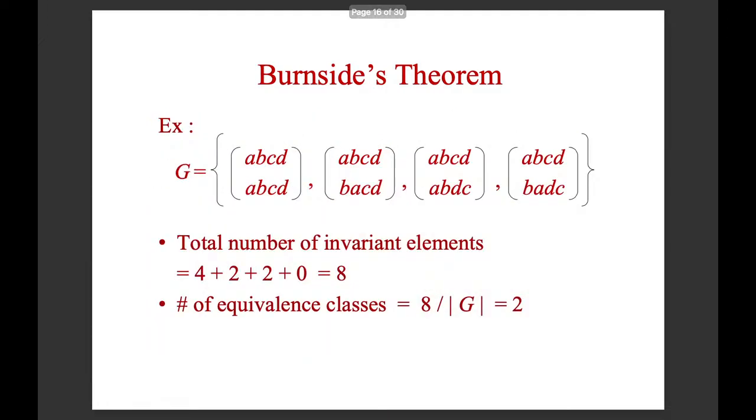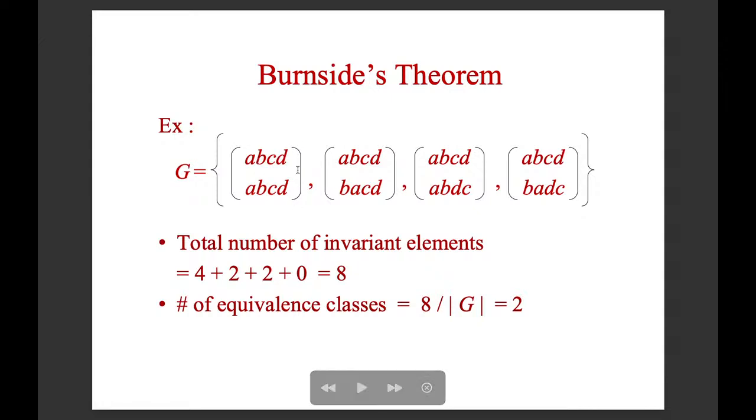So for this one, let's take a look. This is an example. This example G has 1, 2, 3, 4 permutations, and we want to find out the number of equivalence classes that A, B, C, D, the ground set, is partitioned into. We will see that there are exactly 2 of them, because A, B is one group, since A can map to B. So AB is a group, and CD is another group. So there are 2 groups.